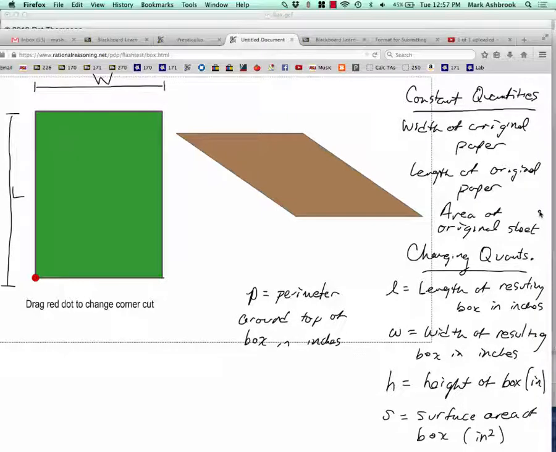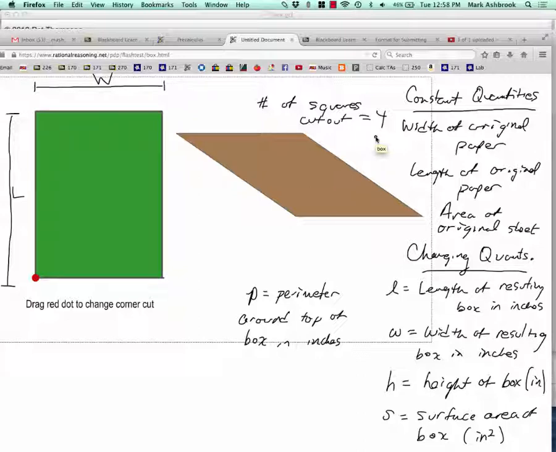Other comments, questions, additions? Oh, the number of squares. Nice. The number of squares that you cut out is 4. In this, the way that I set up the situation, it's always 4. Yeah, nice.